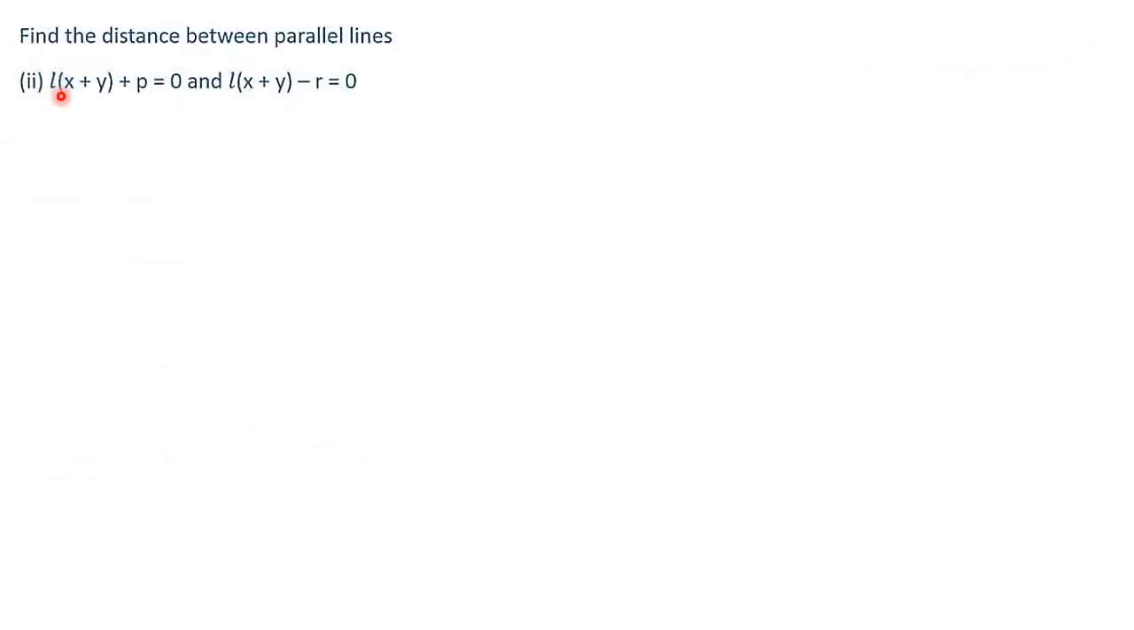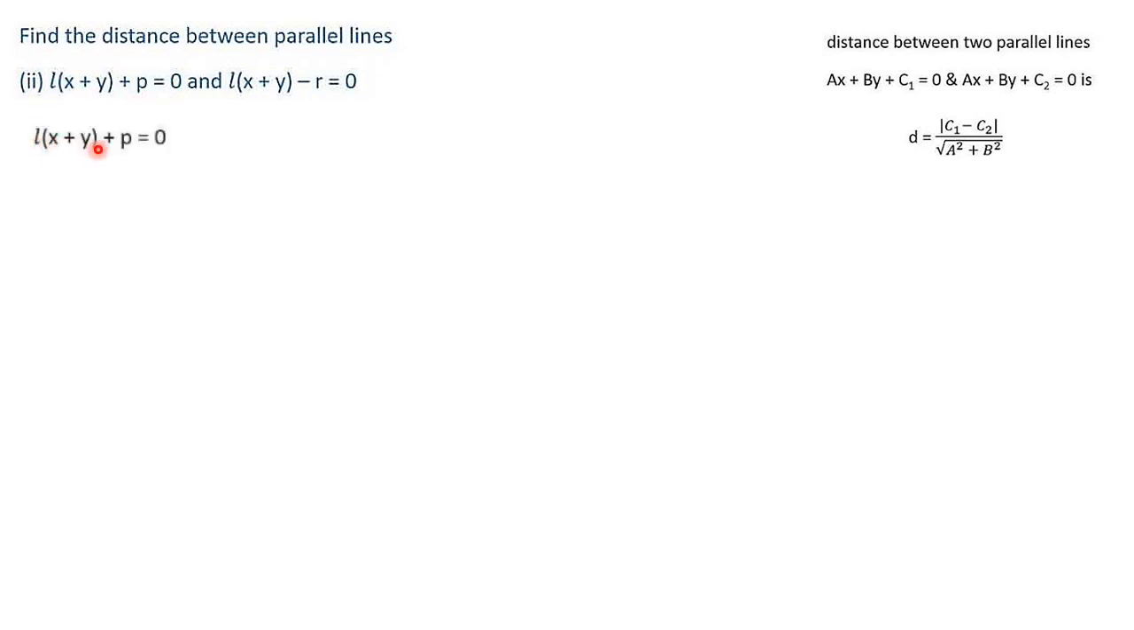Next we shall discuss the second part of the question. L into x plus y plus p is equal to 0 and L into x plus y minus r is equal to 0. We are asked to find the distance. Mod c1 minus c2 by root of a square plus b square is the formula. First of all, let's write this in standard form. L into x plus y plus p is equal to 0. So let's remove the bracket: L into x is lx plus L into y is ly plus p is equal to 0.